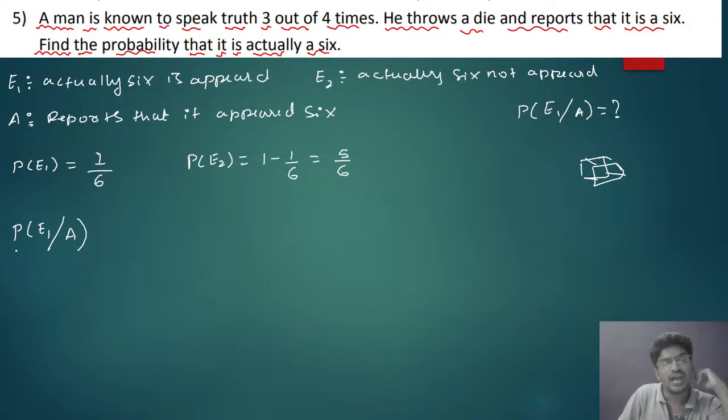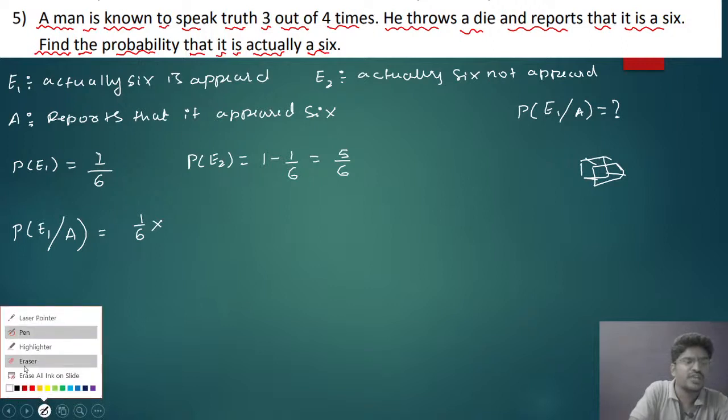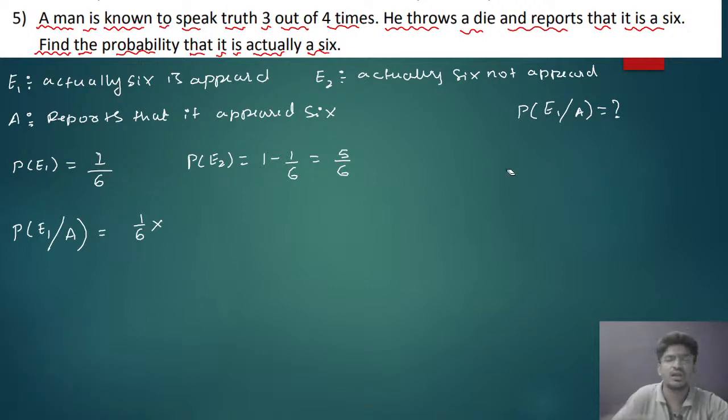See this? I am calculating probability of E1 given that A has already occurred. That means A has been already reported. The student has reported that 6 has appeared. Okay, that is already over. Now I want to calculate whether actually he is speaking truth. According to this, now we have to put the formula. Okay. First, the probability of E1 is 1 by 6, and the probability of A given E1, that also you have to find.